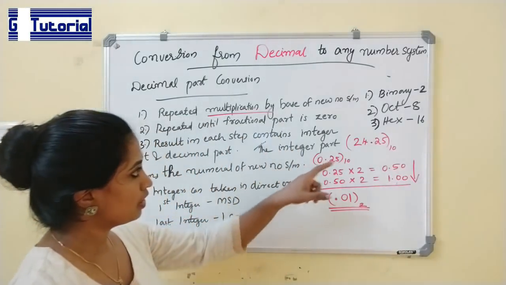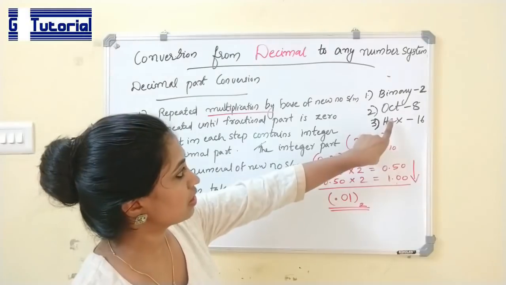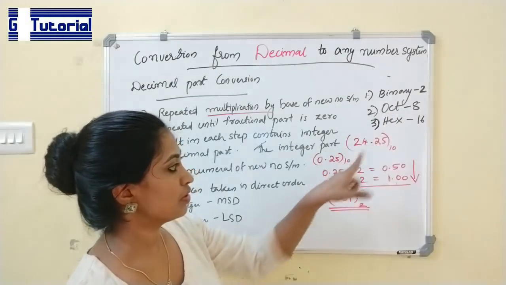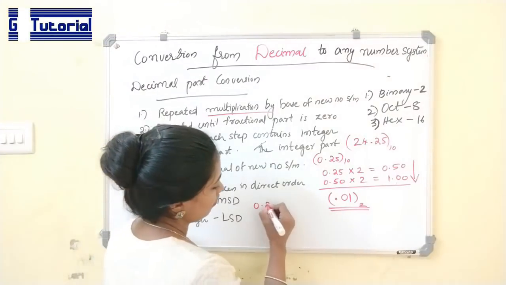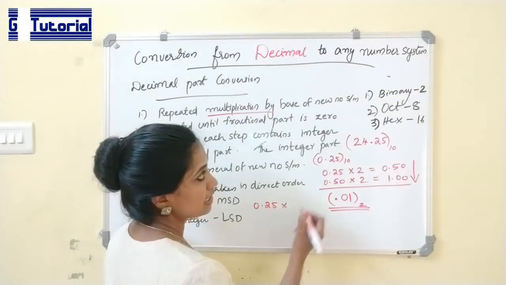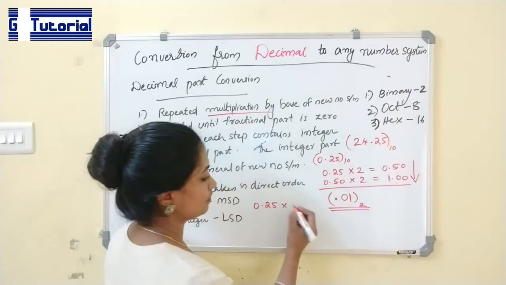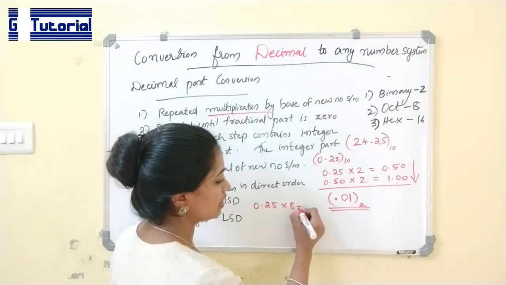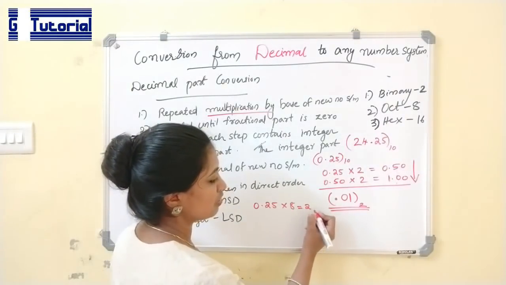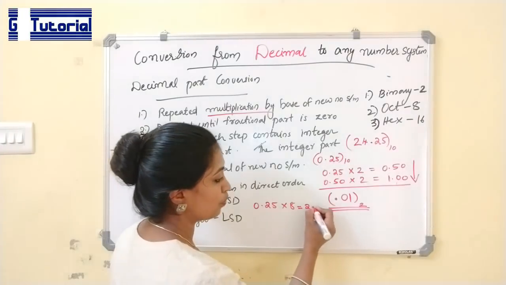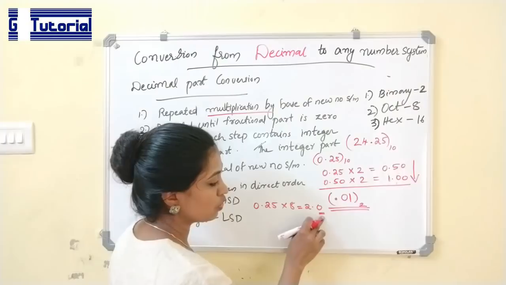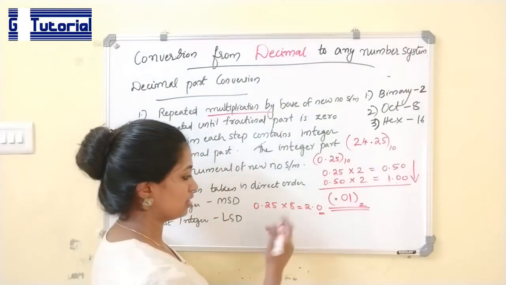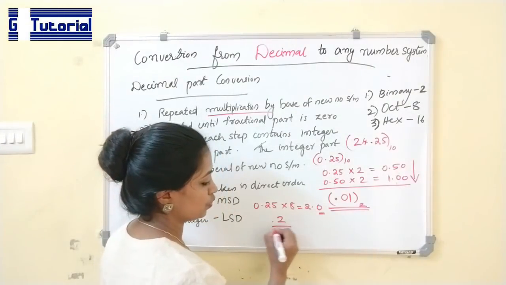Okay. Now we can check how to convert this number to octal. So we have to multiply by its base 8. So 0.25 into 8 is 2.00. Here the fractional part has become 0, so we have to stop the multiplication. So the answer is 0.2.